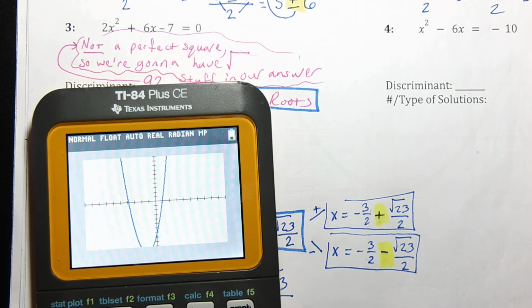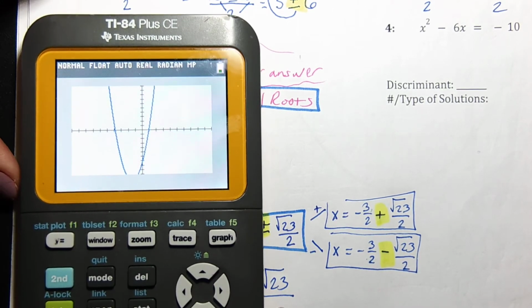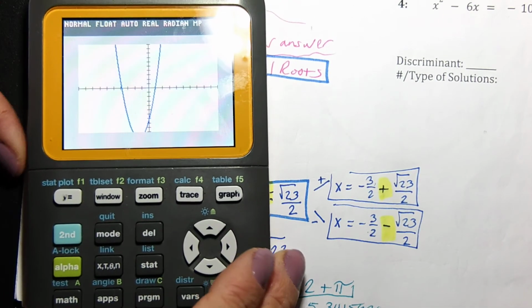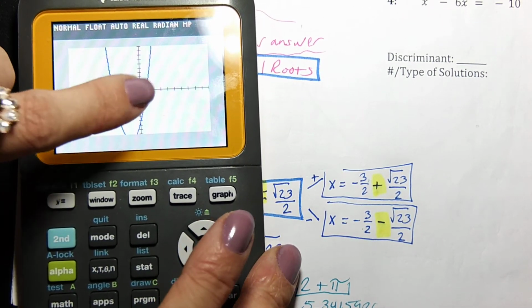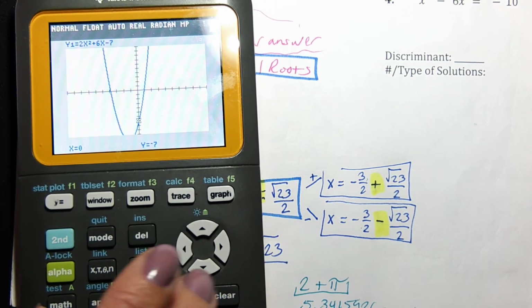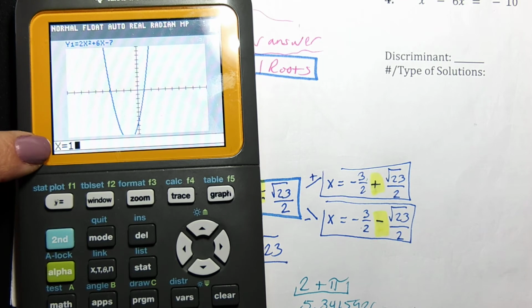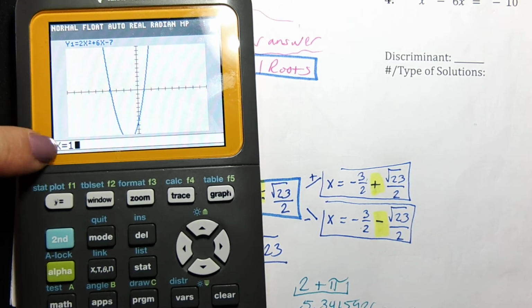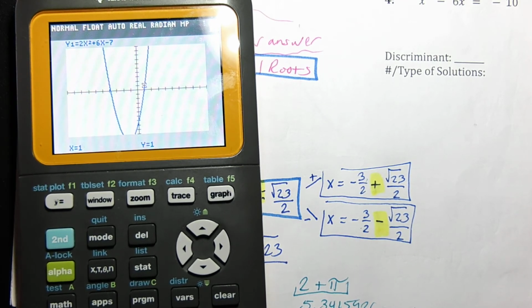Now, what is handy about this is we can use our trace button to verify different inputs. If you think it looks like we have a root at positive 1, you can hit your trace button and just hit the number 1, and it will tell you what that x value of 1 gives us as an output. And what we find is that it gives us a y value of positive 1. So is 1 the x-intercept? No. But I'll tell you what is an x-intercept.